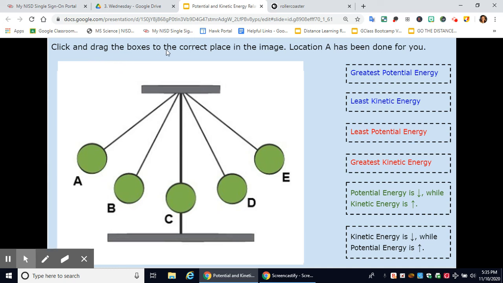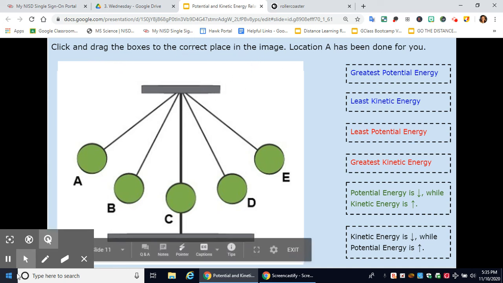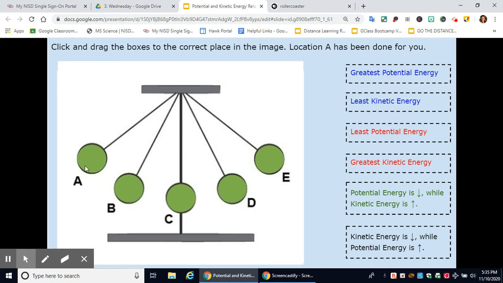Let's click and drag and drop the boxes to the correct place in the image. Location A has been done for you. So I will do location A. So here at the pendulum, we have the greatest potential energy.